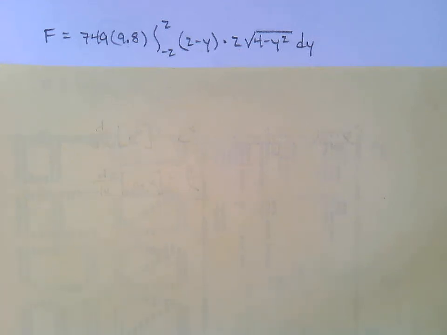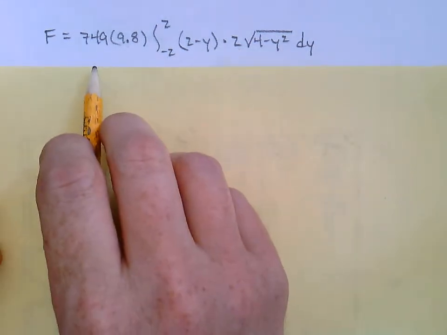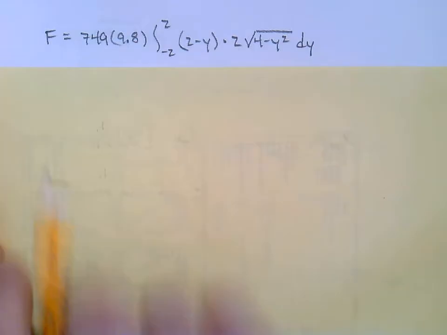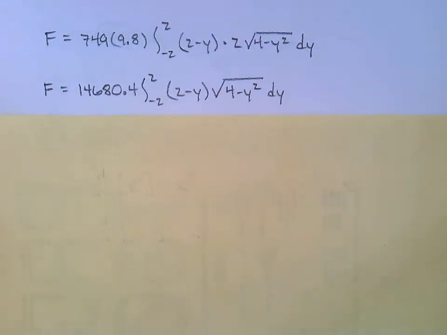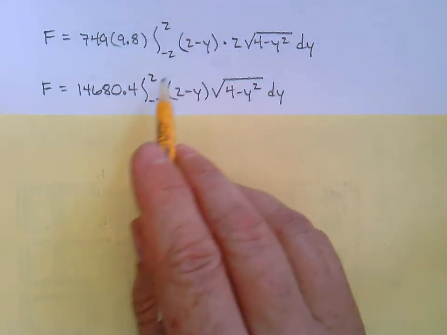This one's got a little bit harder, so let's simplify as much as we can. So multiply these. Let's bring that 2 out as well. So we got fluid force equals 14,680.4 times the integral from -2 to 2 of (2 minus y) square root of 4 minus y squared dy. Okay, and you might be wondering, what are we going to do with this integral?